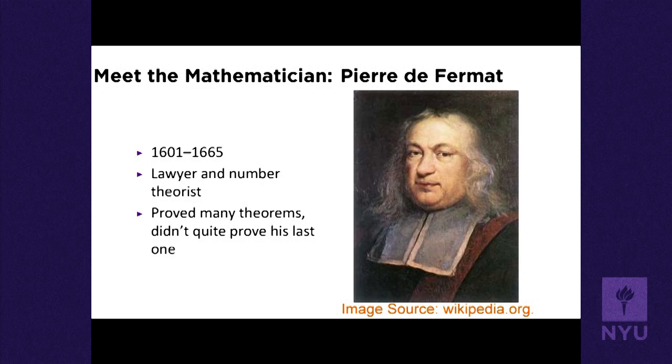So Fermat was a lawyer, and he was an amateur number theorist, so he liked to do a little math on the side. And he had a famous correspondent named Blaise Pascal. How many of you have heard of Pascal? Pascal's triangle, right? That Pascal. Pascal quit math to become a monk. But we're not talking about Pascal, we're talking about Fermat.